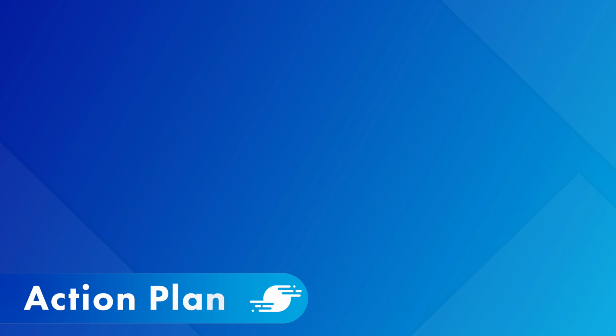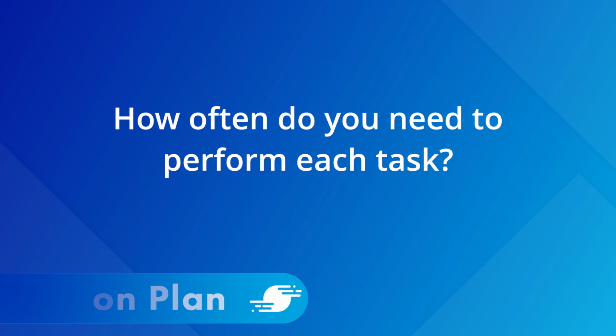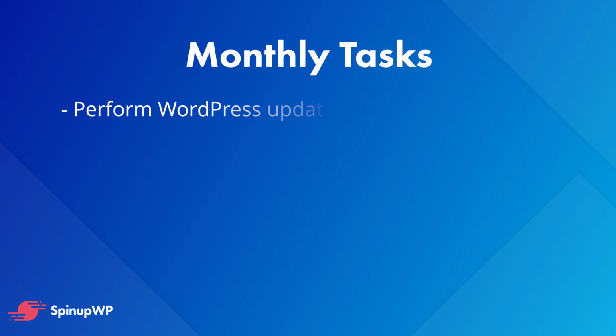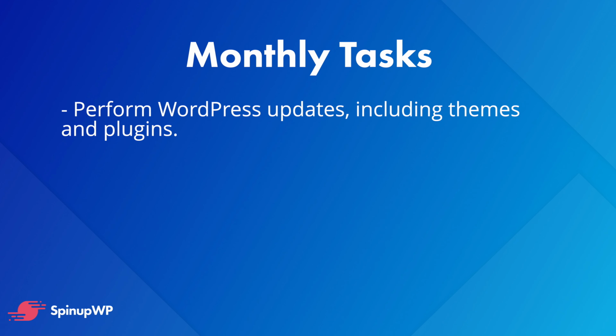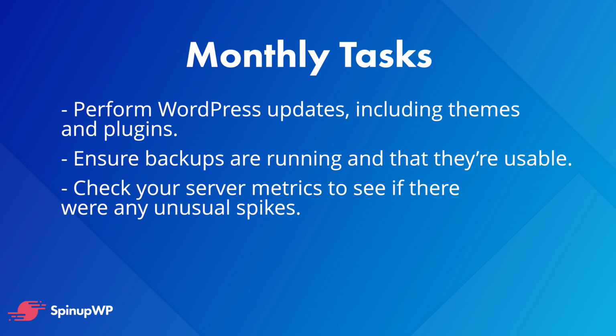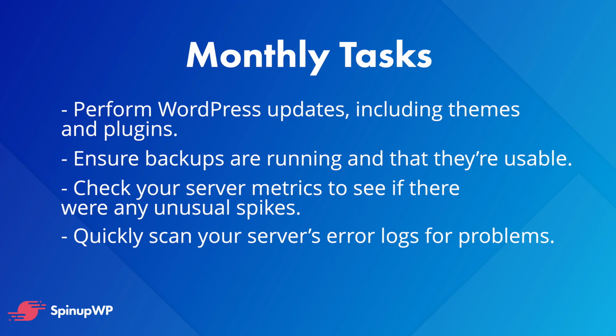All right, so we need a system, an action plan to make sure that our sites are monitored and maintained. I've covered the various tasks that should be carried out over your server, but how regular should these tasks be performed? I would recommend that you perform the following once a month, which shouldn't take more than 30 minutes. First, perform WordPress updates, including themes and plugins. Next, ensure backups are running and that they're usable. Then, check your server metrics to make sure that there aren't any unusual spikes. Next, quickly scan your server's error logs for problems. And finally, update server packages.